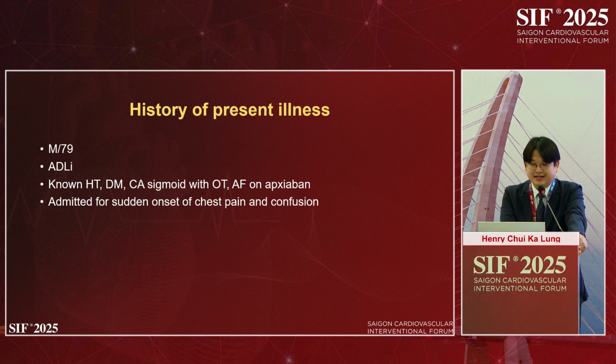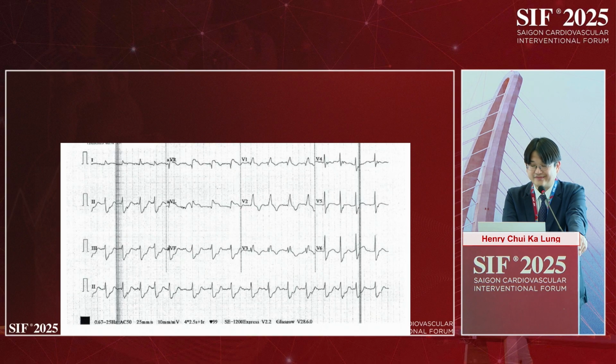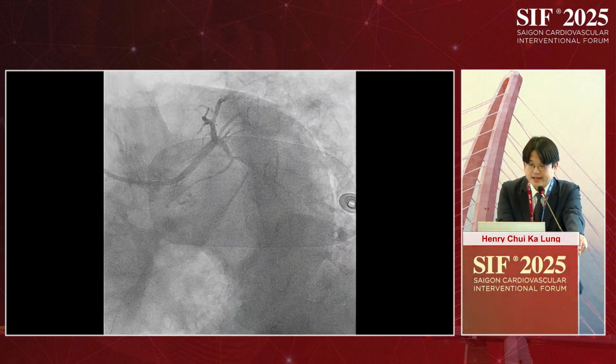So a third case is a patient who is 79 years old, with hypertension, diabetes, and atrial fibrillation, admitted for sudden chest pain and confusion. And the ECG shows ST elevation over aVR and also diffuse ST depression in the other leads, suggestive of left main involvement. So this is the angiogram.